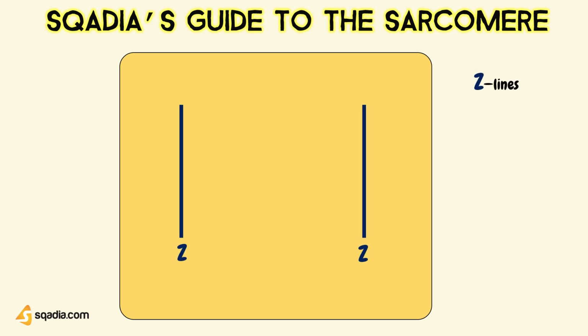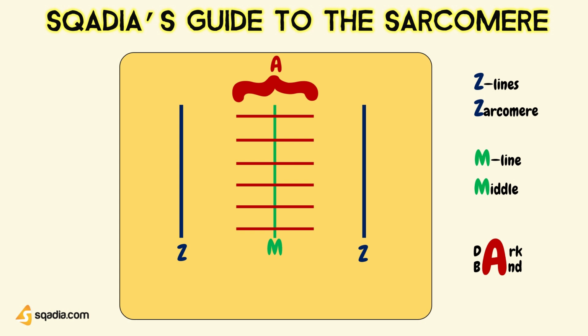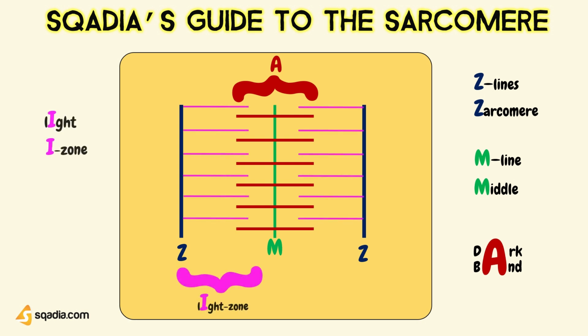First, draw two Z-lines, which are the borders of our sarcomere. Secondly, draw an M-line in the middle. Thirdly, add a dark A band for myosin or thick filament. Finally, what's left must be the light I zone for actin or thin filament. Simple. Now, let's understand the process in detail. That basically is where it starts.